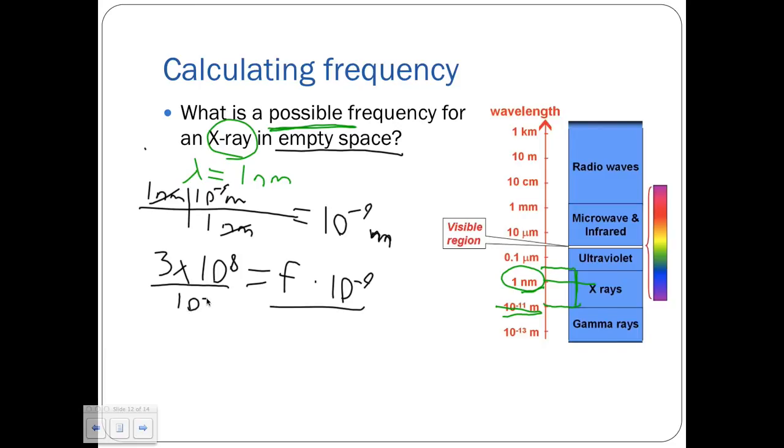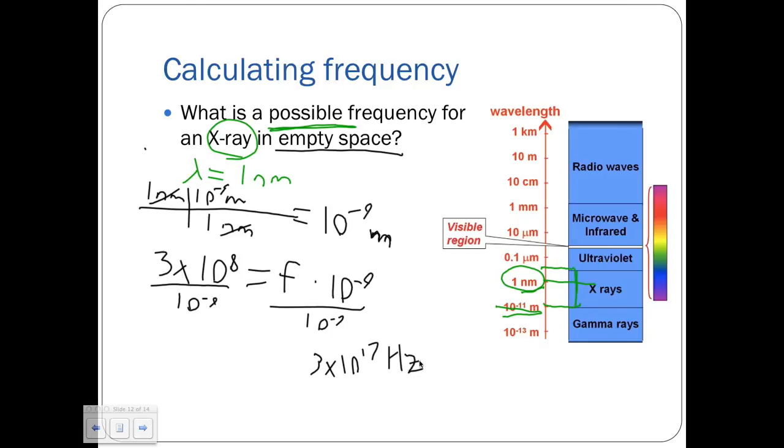So we'll divide both sides by 10 to the negative 9th, and so frequency should be just 3 times 10 to the 8th, which is our speed of light, divided by 10 to the negative 9th. And so I get 3 times 10 to the 17th is what I get for this right here. And so 3 times 10 to the 17th power, the units are going to be hertz.